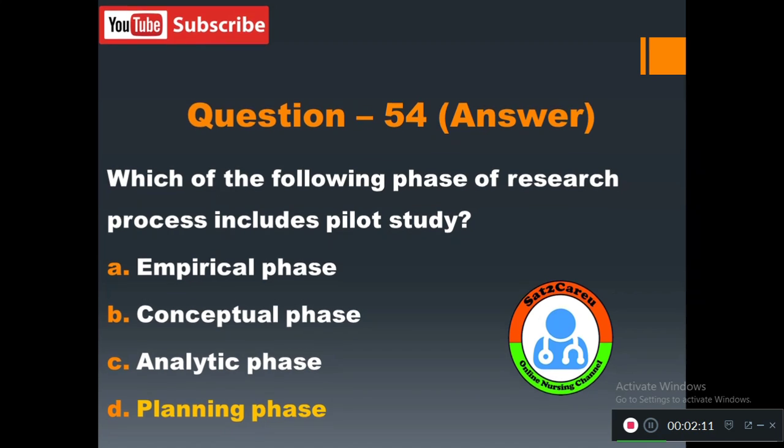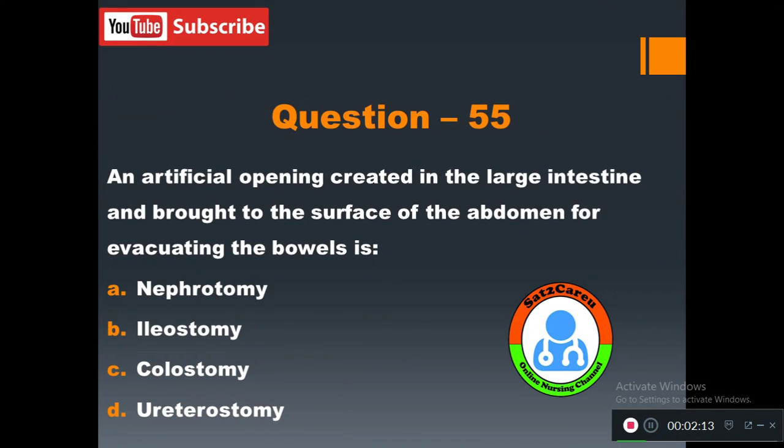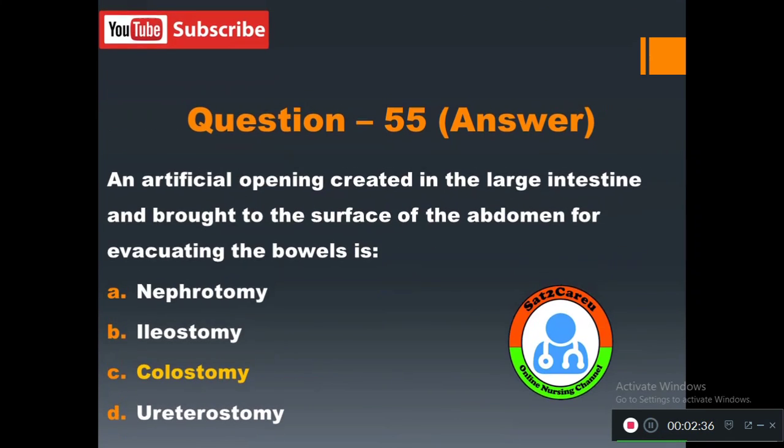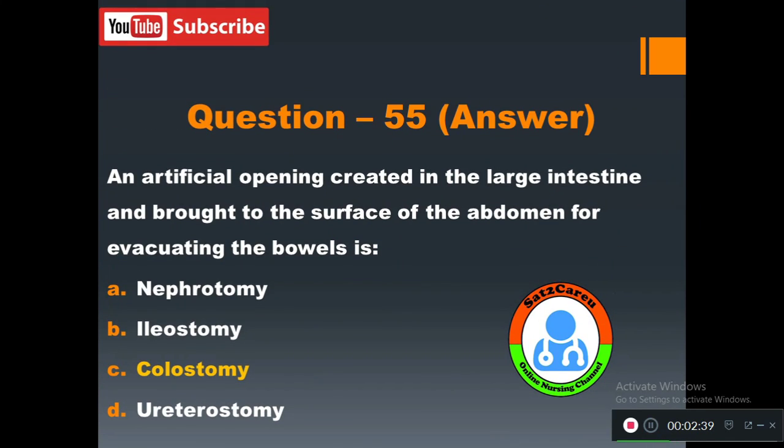Question number 55. An artificial opening created in the large intestine and brought to the surface of the abdomen for evacuating the bowel is option A, nephrotomy, B, ileostomy, C, colostomy, D, ureterostomy. The right answer, colostomy is an opening created in the large intestine and brought to the surface of the abdomen for the process of evacuating the bowel.